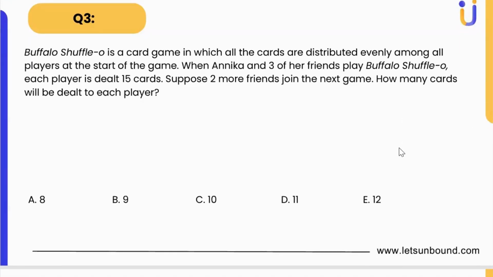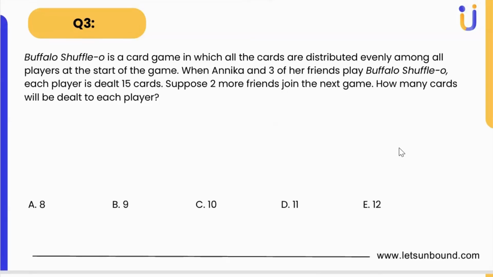Buffalo Shuffle is a card game in which all the cards are distributed evenly among all the players at the start of the game. When Anika and 3 of her friends play Buffalo Shuffle, each player is dealt 15 cards. Suppose 2 more friends join the next game, how many cards will be dealt to each player?